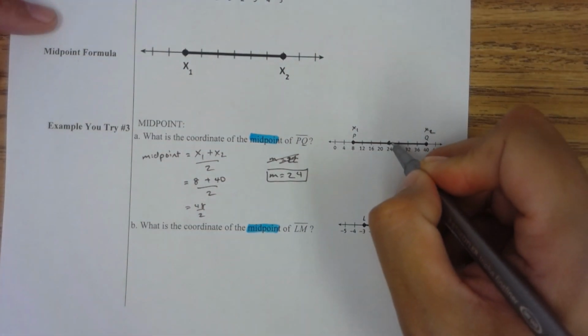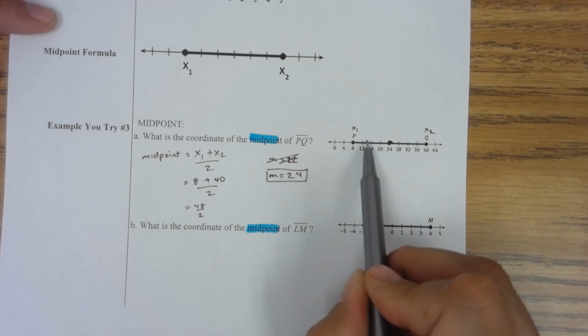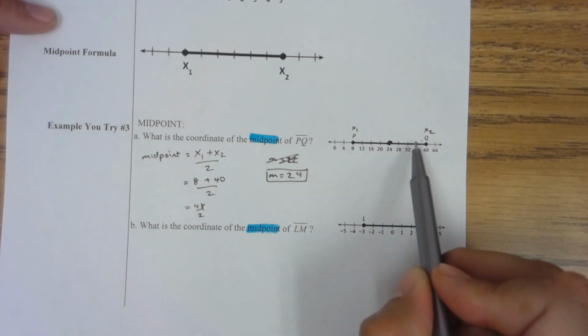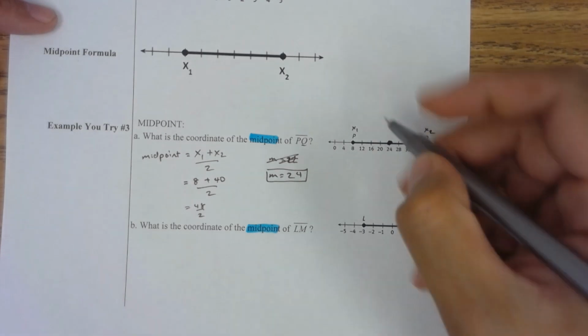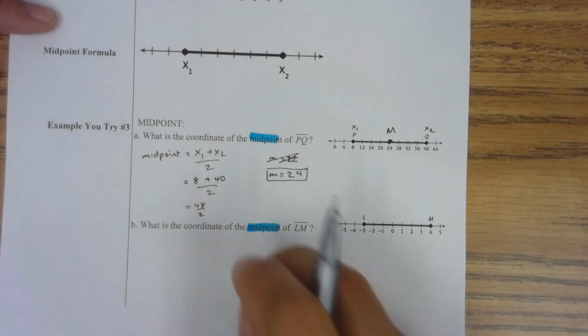Again, 24 is right here. Instead of counting a number, we can just count how many spaces there is. 1, 2, 3, 4. 1, 2, 3, 4. So that is correct. So this is your midpoint. Let's do the next one.